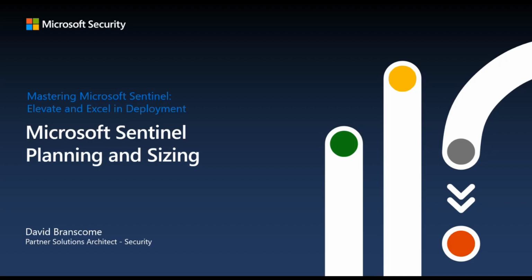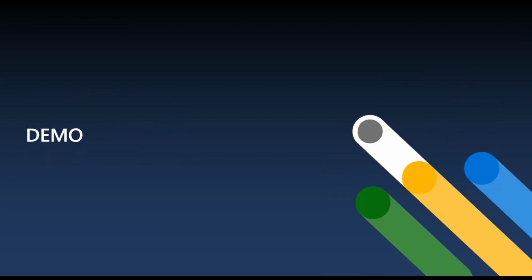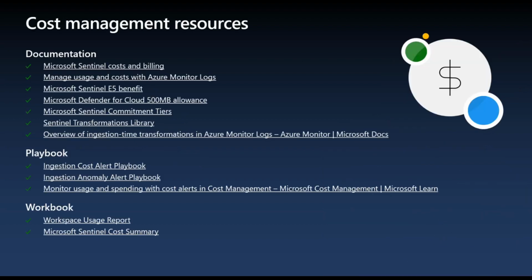Let's wrap things up here with our summary. So there are a bunch of documents that you can take a look at that show you the different components that I've talked about, how each of them work, the different benefits that you can take advantage of, the commitment tiers, what it means to do ingestion time transformations. I kind of alluded to that a little bit earlier.